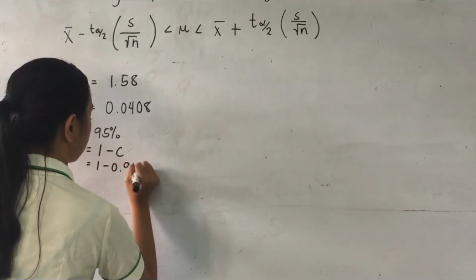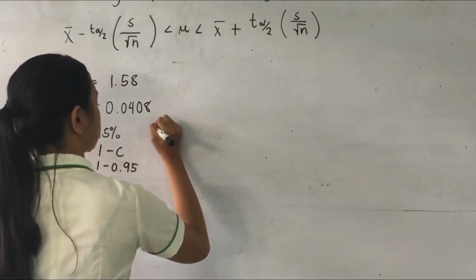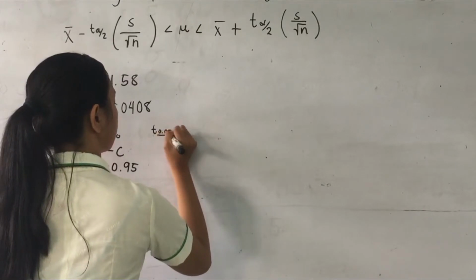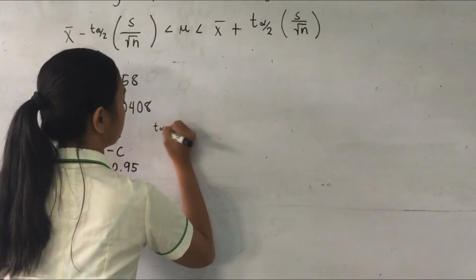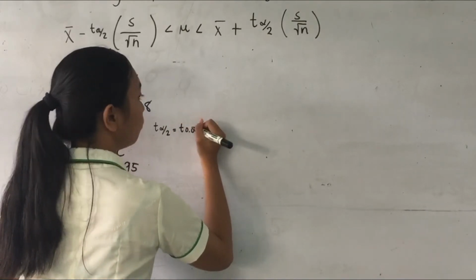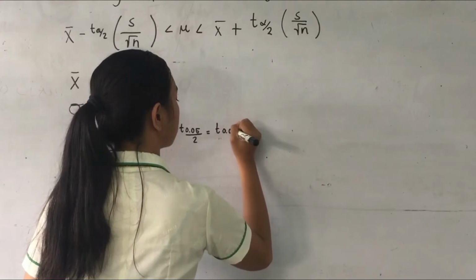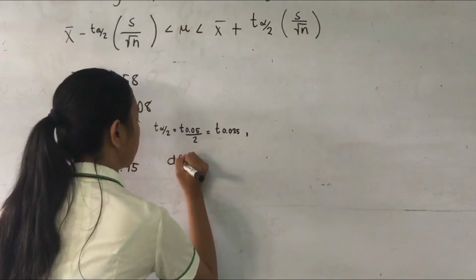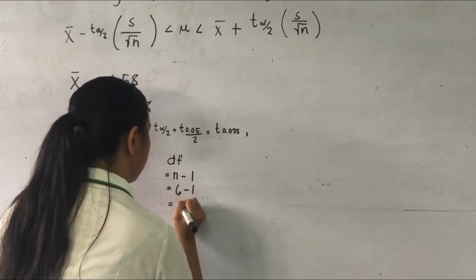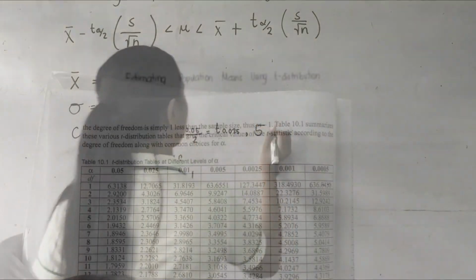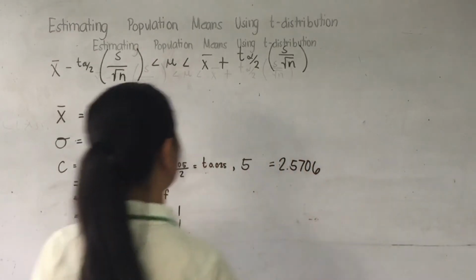Our confidence level is 95%. We need to find the alpha, that is the formula of 1 minus the confidence, which is equal to 0.05. Next, we need to find the t alpha over 2, that is 0.05 over 2, which is equal to t 0.025, and we need to solve the df, which equals 5, in order that we can refer to the t table. So our t value is 2.570.